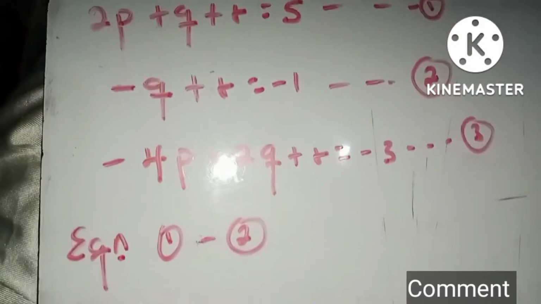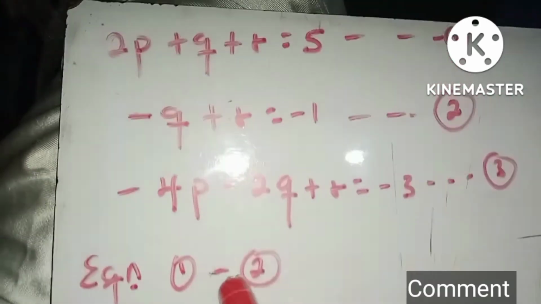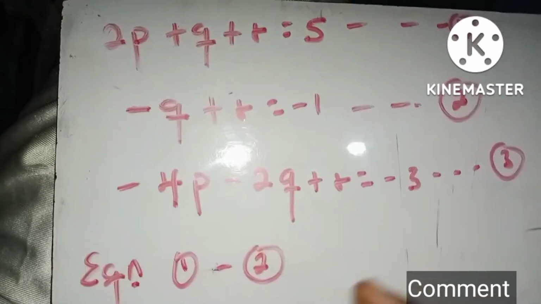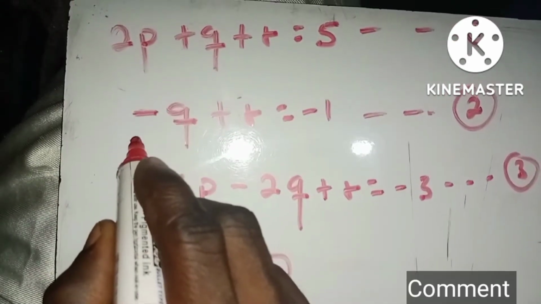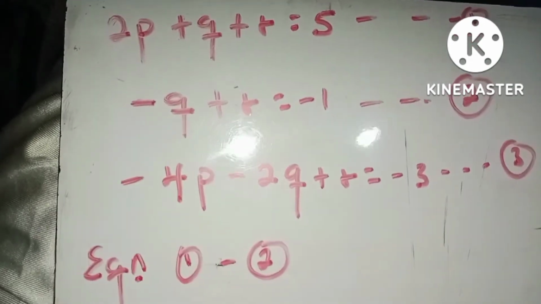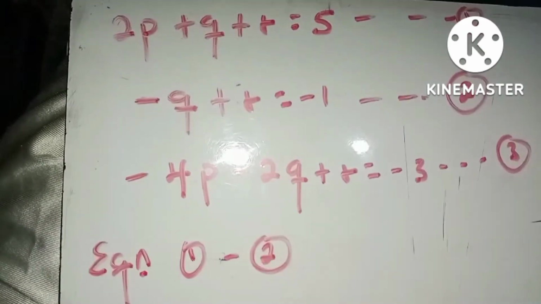Okay, so here I'm going to subtract equation 2 from equation 1, right? So equation 1 minus equation 2. Maybe this is just straightforward. So a p doesn't have a partner in the second equation, so we are going to have 2p, right? Meaning that 2p minus 0 gives me a 2p.